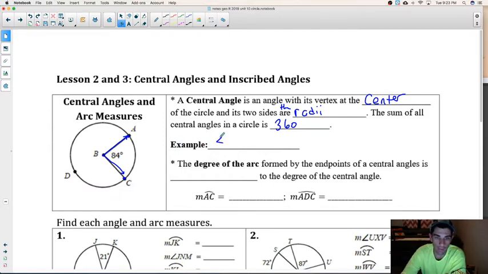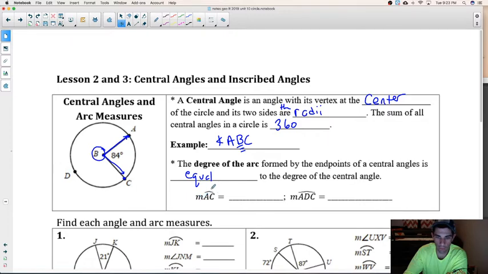Angle ABC would be considered the central angle here because, again, the vertex has to be the center letter, in the center of the circle, so that's why it's ABC. The degree of the arc formed by the endpoints of a central angle is equal to the degree of the central angle, right?